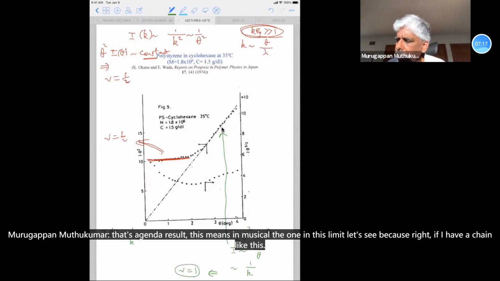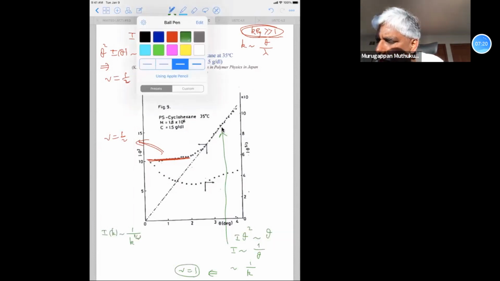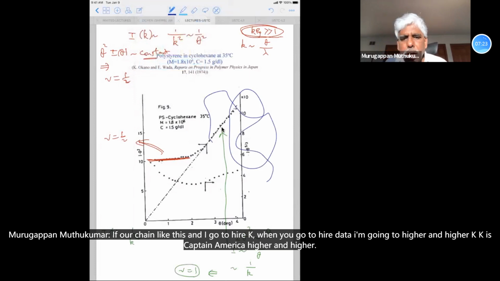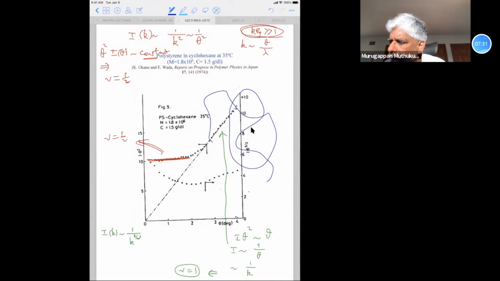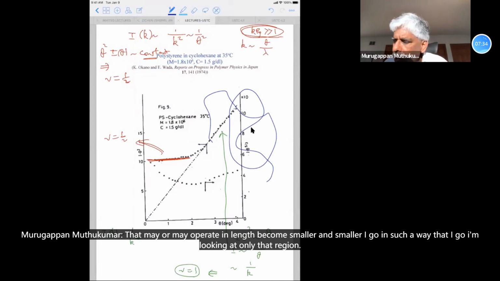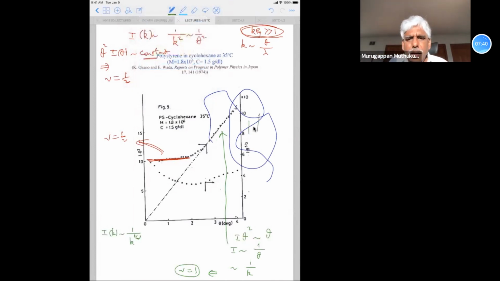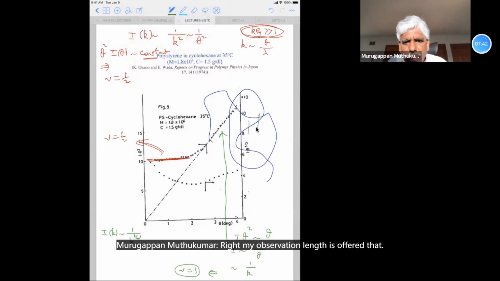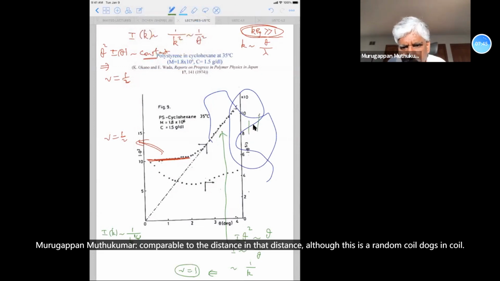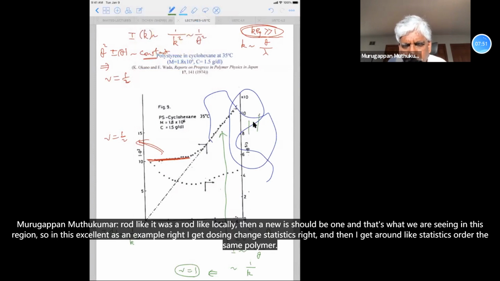That's because if I have a chain like this, and I go to higher theta, I'm going to higher and higher k. K is the scattering wave vector. That means my observation length is becoming smaller and smaller. I'm looking at only that region, my observation length comparable to that distance. In that distance, although this is a random coil, a Gaussian coil, it looks like a rod. It's rod-like locally, so nu should be 1. And that's what we are seeing in this region.